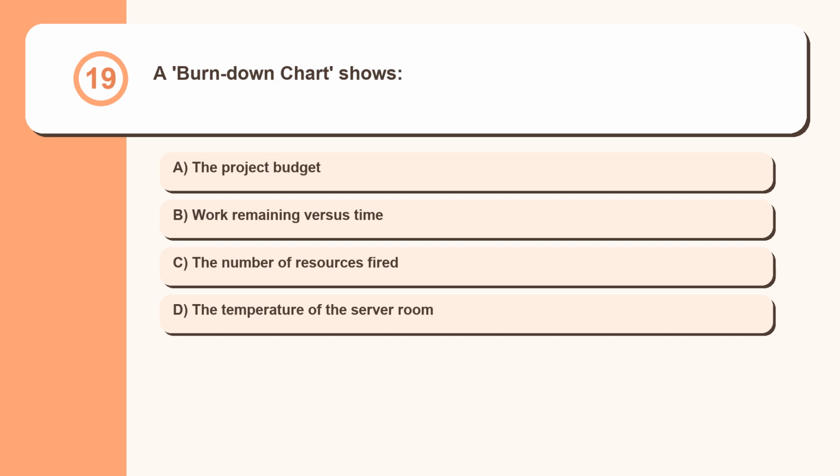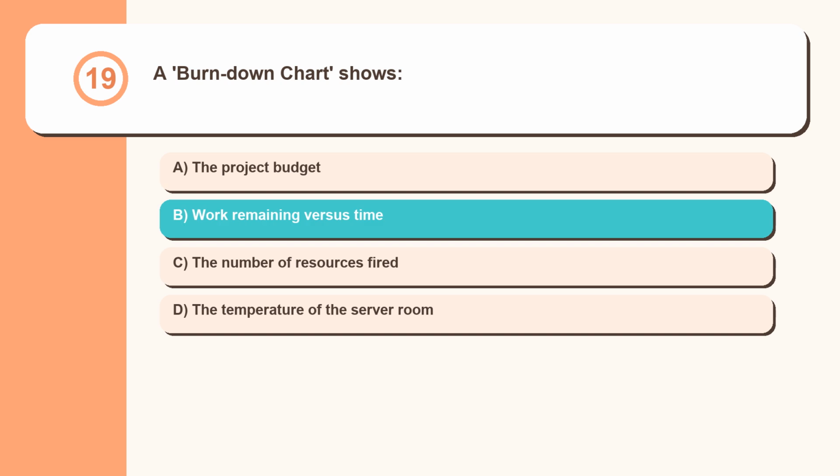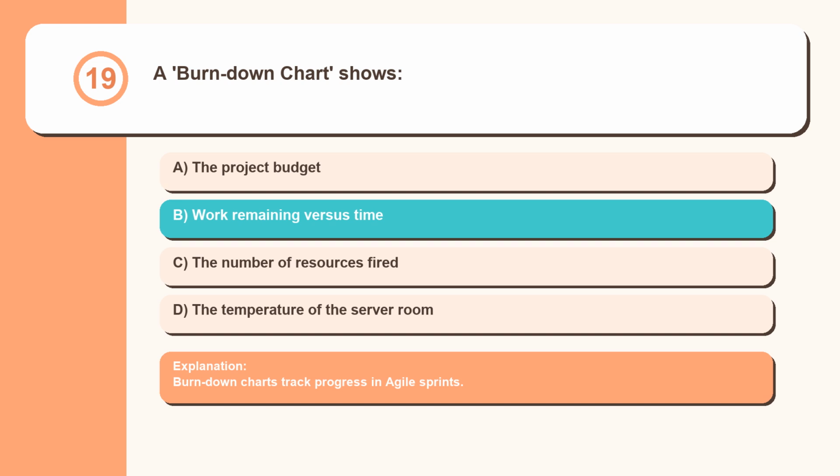Question 19. A burn-down chart shows the project budget, work remaining versus time, the number of resources fired, the temperature of the server room. Burn-down charts track progress in agile sprints.